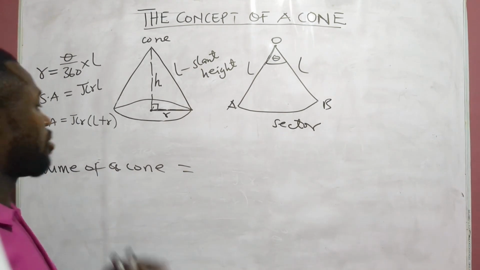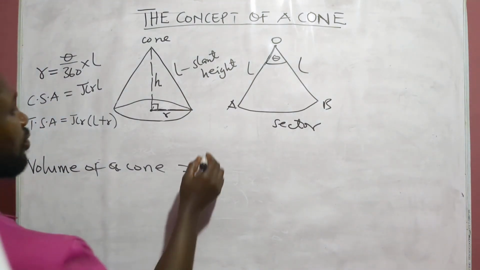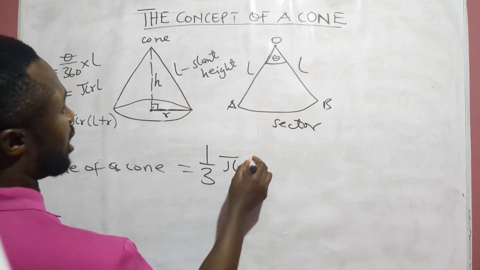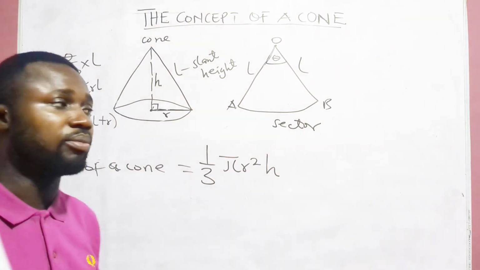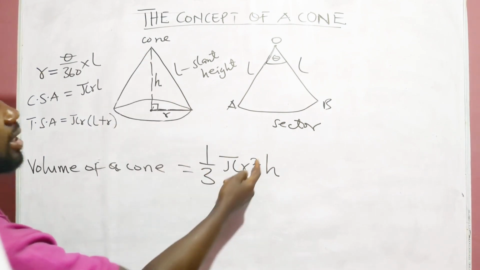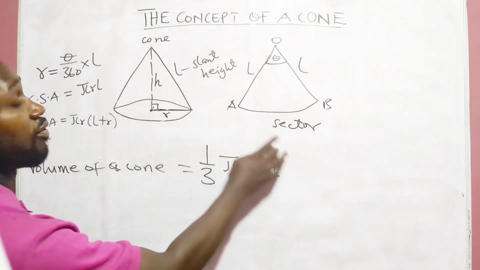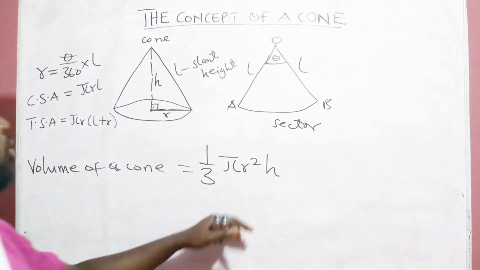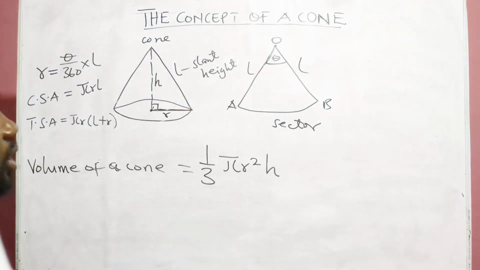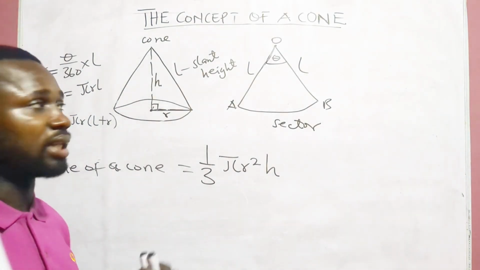The volume of a cone is 1/3 the volume of the cylinder. So what is the volume of a cylinder? The volume of a cylinder is pi r square h. Every three-dimensional figure, each volume is the base area times the height, and the base area is pi r square, times the height. This is the volume of a cylinder, and the cone is 1/3 that of a cylinder. So this is the volume of a cone. I believe we have been able to get the needed formulas on the cone.